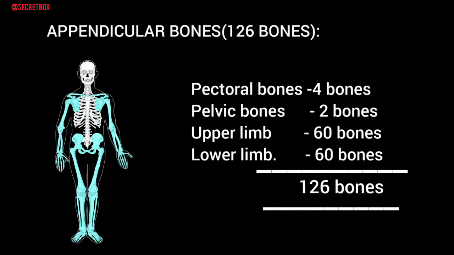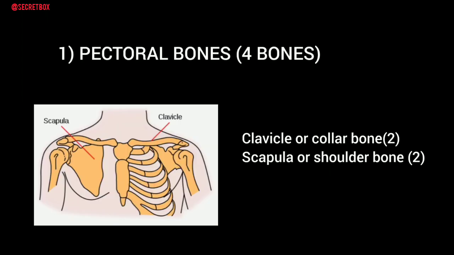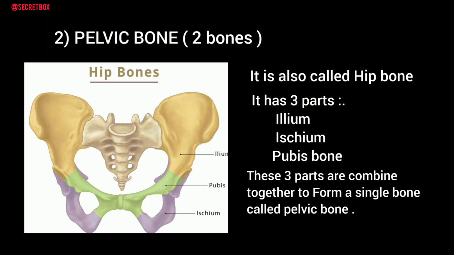Appendicular bones, 126 bones: pectoral bones, 4 bones; pelvic bones, 2 bones; upper limb, 60 bones; lower limb, 60 bones, all together forming 126 bones. Pectoral bones, 4 bones: clavicle and scapula. Pelvic bone, 2 bones. It is also called the hip bone. It has 3 parts: ilium, ischium, pubis. These 3 parts are combined together to form a single bone called the pelvic bone.